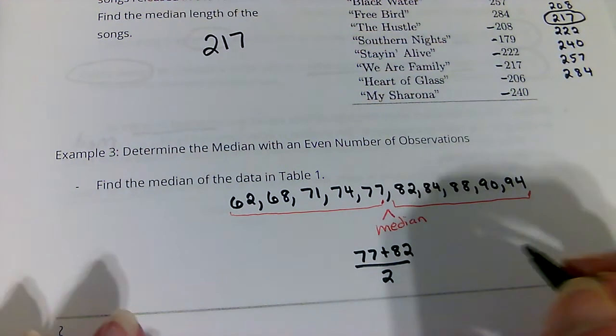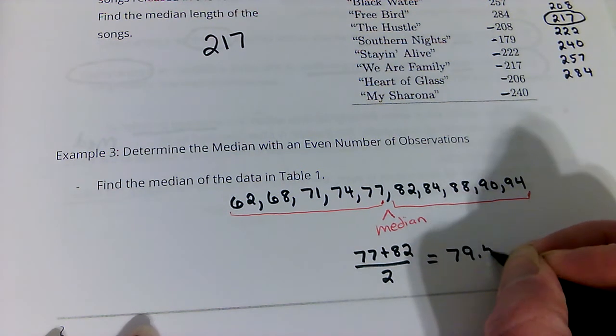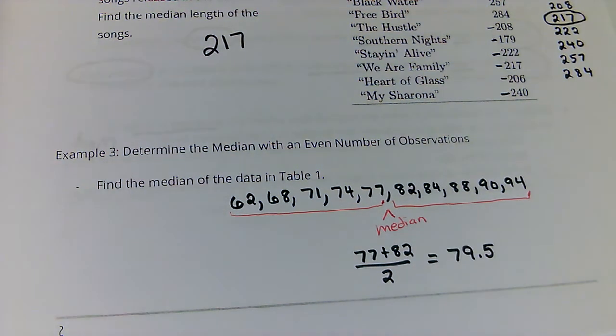An average, you add them together and divide by 2. And that's 79.5. I want you to notice how close that is to the actual population mean. The median and the mean are very close together.